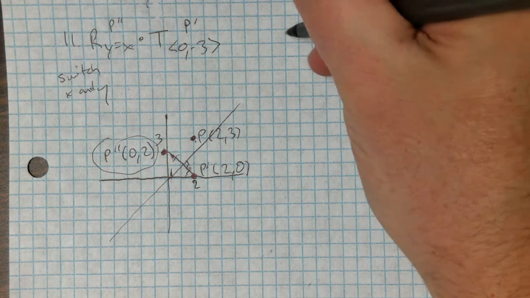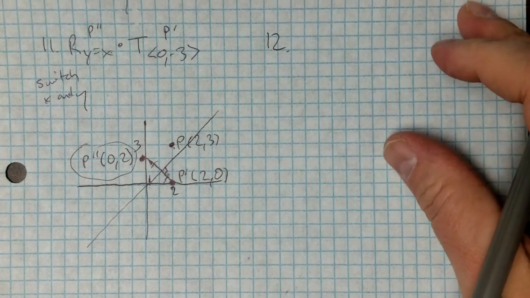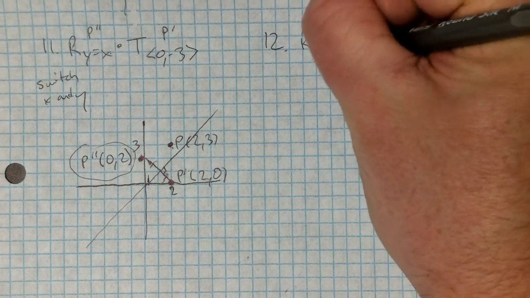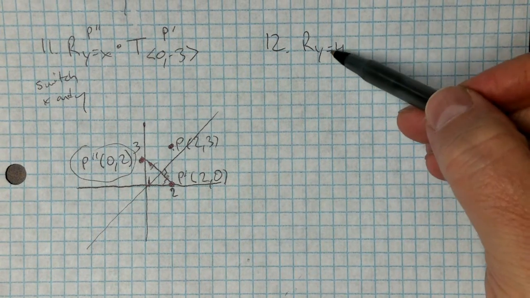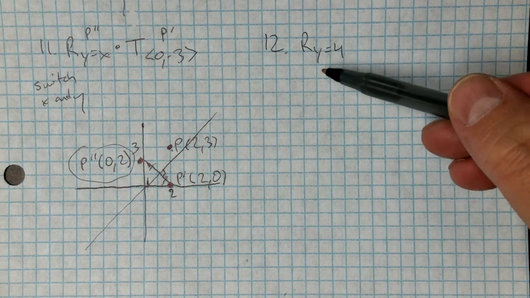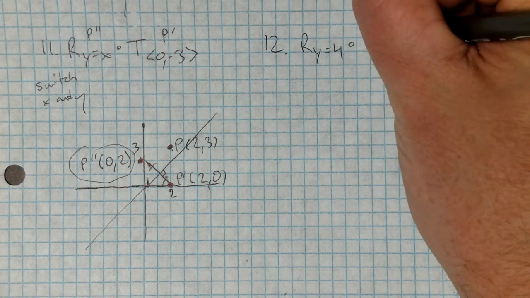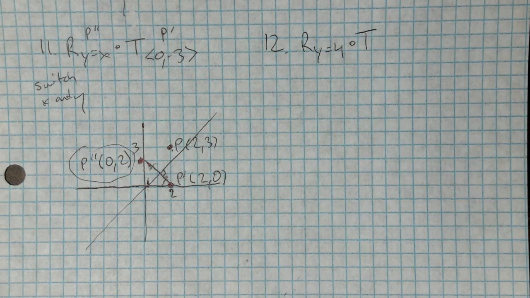Okay, then our last one, this says reflect across y equal 4. And that's why you're going to need like so much space, because you're going to flip pretty high up. And we're also translating negative 2, negative 3.